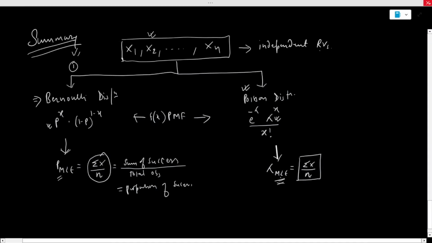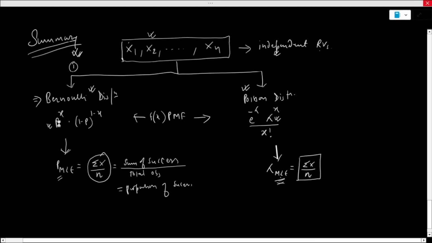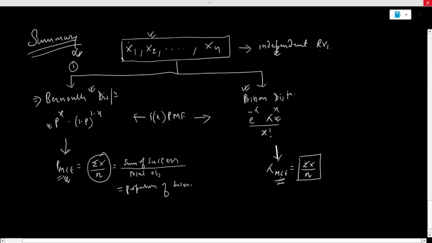Now let us summarize our results. We have our sample and it contains n number of observations, and each of them are independent random variables. If our sample follows the Bernoulli distribution and we want to find p such that this distribution best represents our data set, then according to maximum likelihood estimate, the value of p is attained by summation of x divided by n, where summation of x is the sum of all the successful observations and we divide it by the total observations. So this gives us the proportion of success.